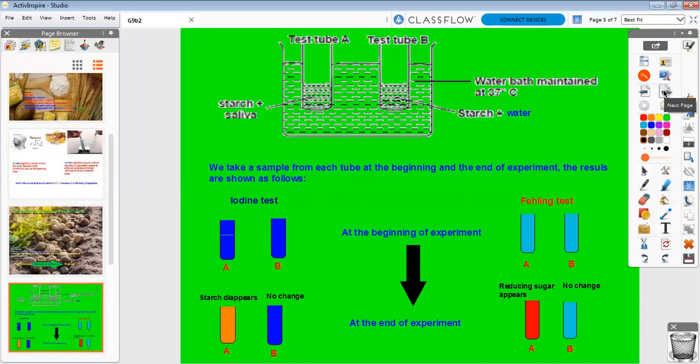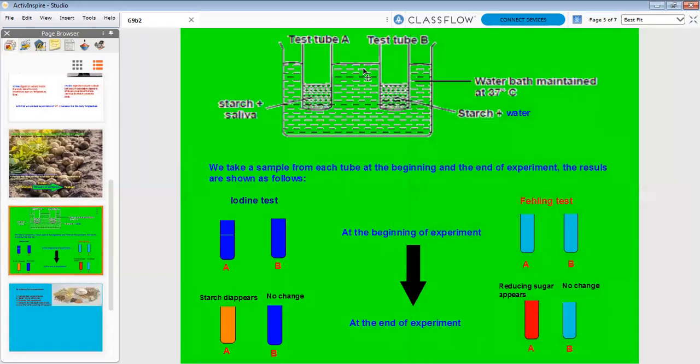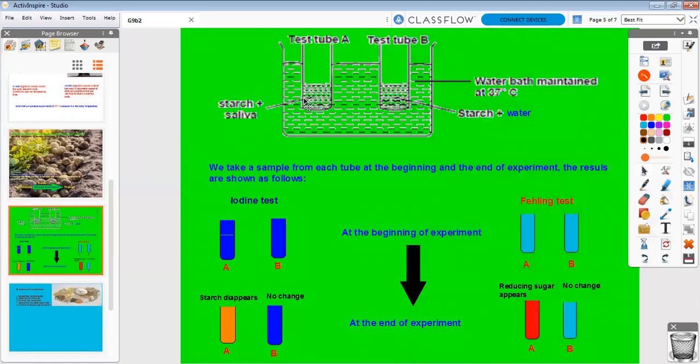Look at the questions by referring to the experiment. Indicate the variable factor. What is the variable factor here? In order to know the variable factor, we make a little comparison of the conditions of the experiment between A and B, starch with saliva, starch with water. So the variable factor is the presence or the absence of saliva, okay? Because water exists in both tubes. So the presence of saliva is the variable factor.